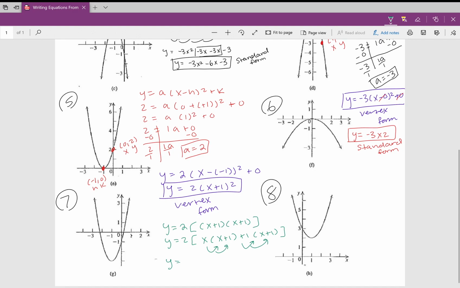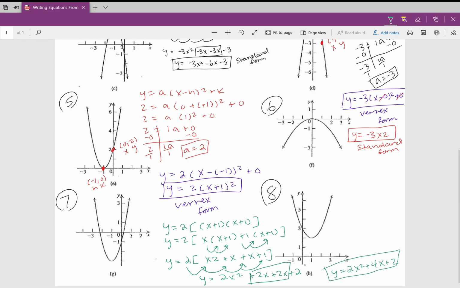So y is equal to 2, x squared plus x plus 1. And then I distribute this. So this is y is equal to 2x squared plus 2x plus 2x plus 2. And then if I simplify by combining like terms, I get y is equal to 2x squared plus 4x plus 2. And this is my standard form.